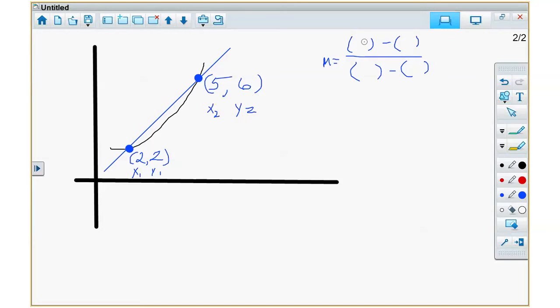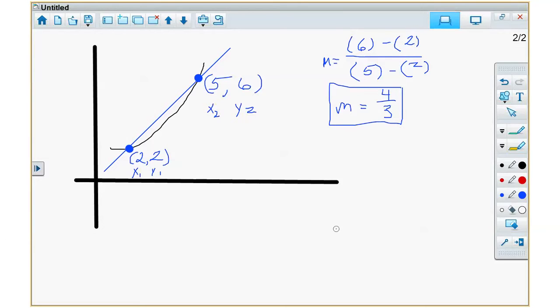So 6 minus 2 over 5 minus 2. So our rate of change is equal to 6 minus 2 is 4, and 5 minus 2 is what? 3. So 4/3, which is 1 1/3, which is 1.33. So our rate of change is 1.33, or 4 over 3. That means for every 4 that we go up or down, we have to go 3 horizontally. Okay? So M is equal to that, our rate of change.